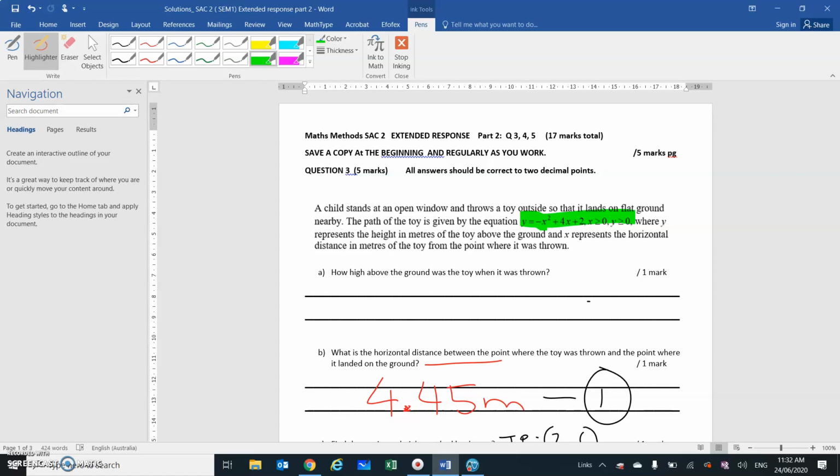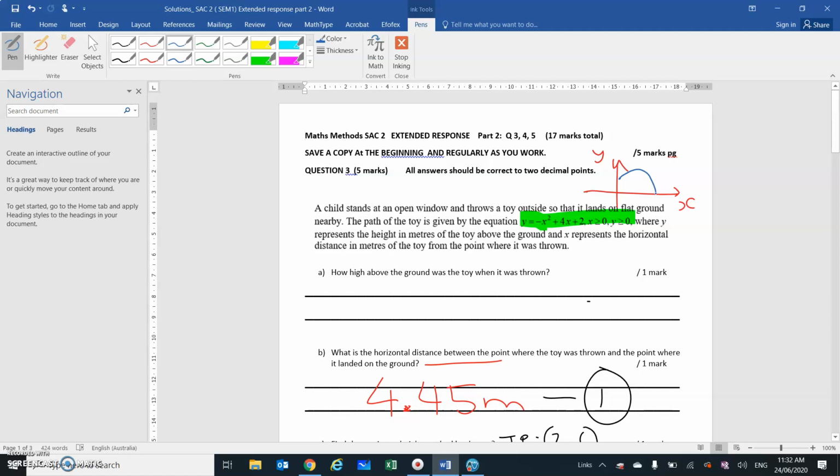The equation is given by this, where y is greater than or equal to 0 and x is greater than or equal to 0. y is the distance above the ground in meters, and x is the horizontal distance from where the toy was thrown. So if you're looking at it, this is what is happening to the toy.